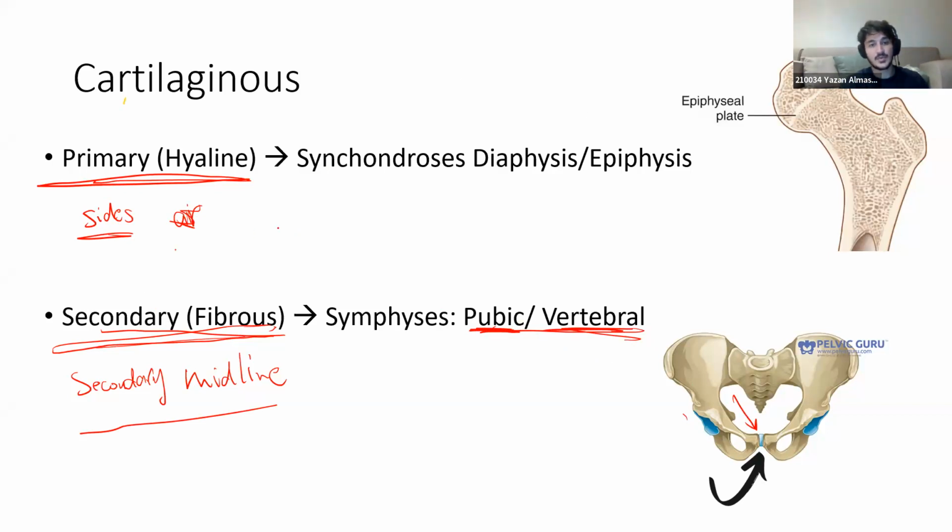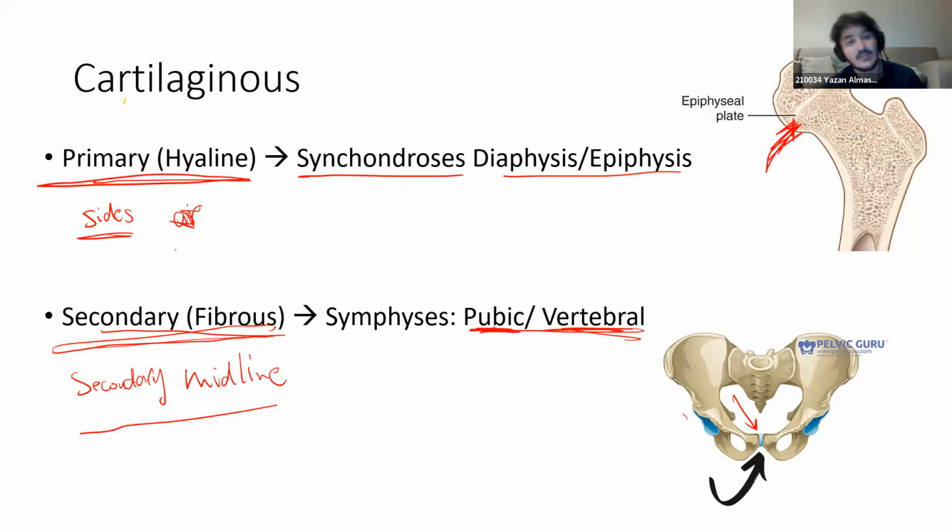And the primary, we have synchondrosis, that's the name of it. We have the diaphysis and the epiphysis, and this is the epiphyseal plate, which is basically a type of cartilaginous joint. So this is how you remember it, and this is what you should know from the cartilaginous joints.